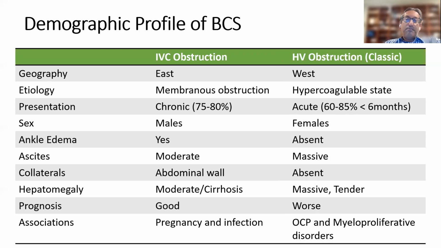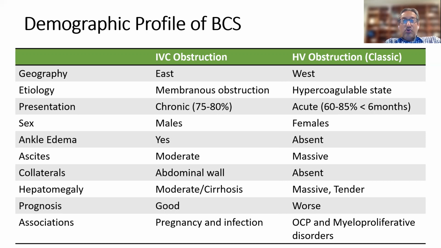As compared to this, hepatic vein obstruction is mostly seen in the West, and the most common etiology is an underlying hypercoagulable state. We'll talk more about the risk of thrombosis and hypercoagulable states. As compared to IVC obstruction, this is mostly acute, and in the majority of cases, 60 to 85%, it presents in less than 6 months, seen mostly in females as compared to males. We don't see ankle edema, but massive ascites.